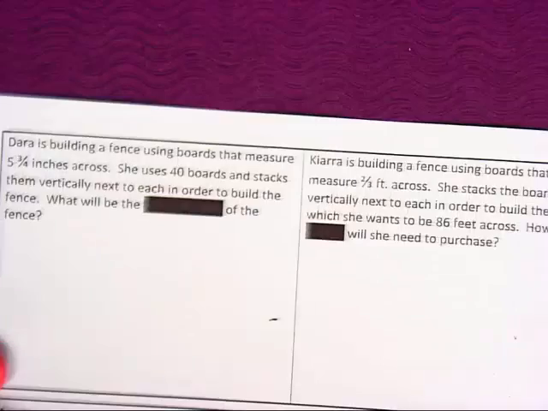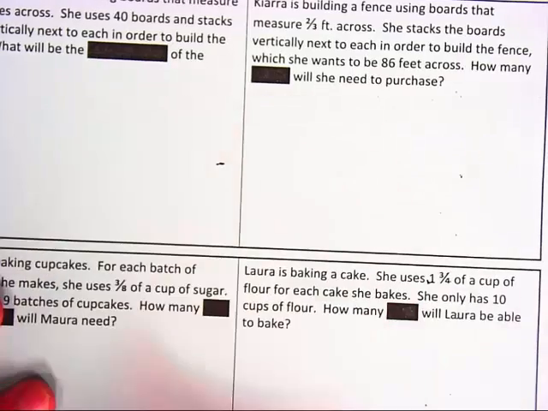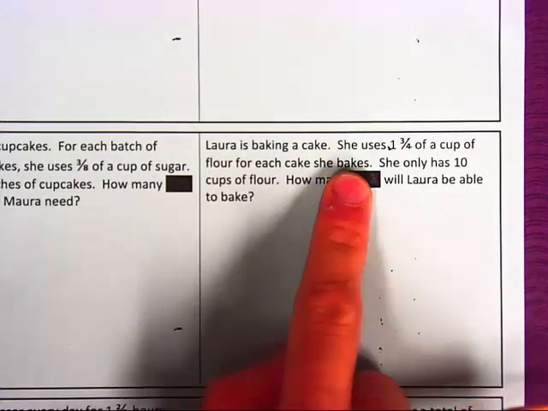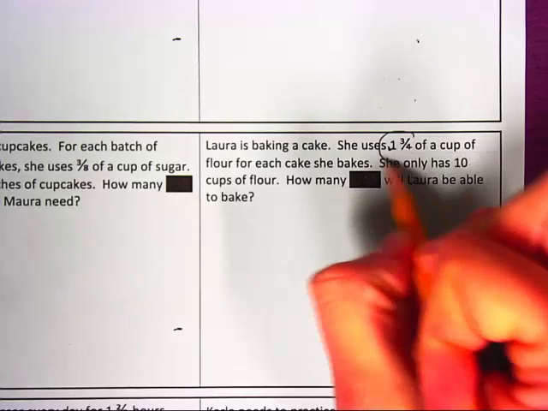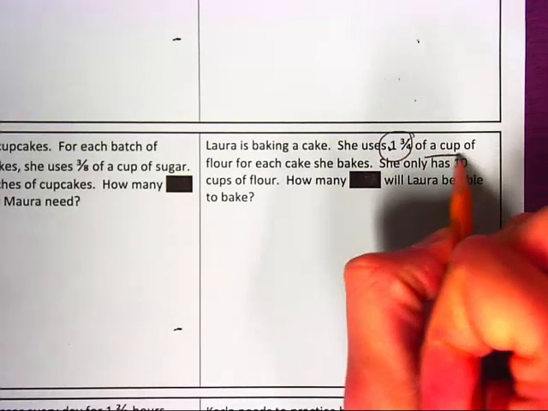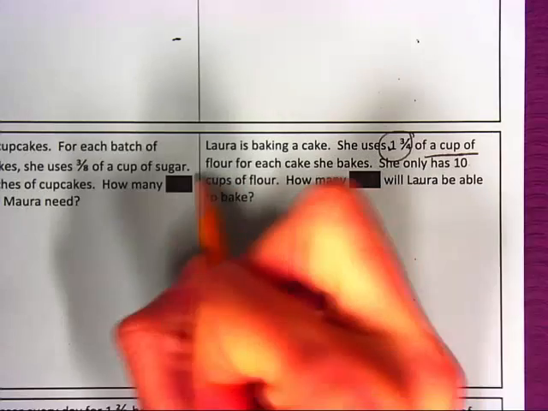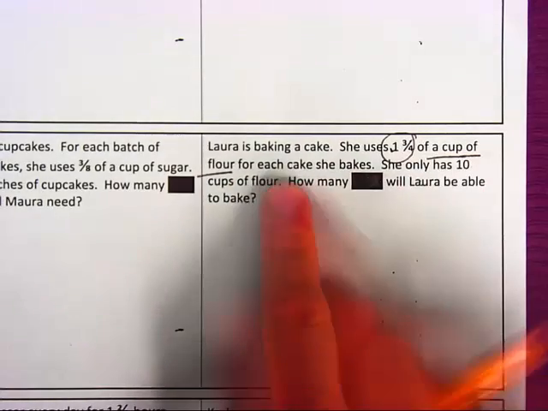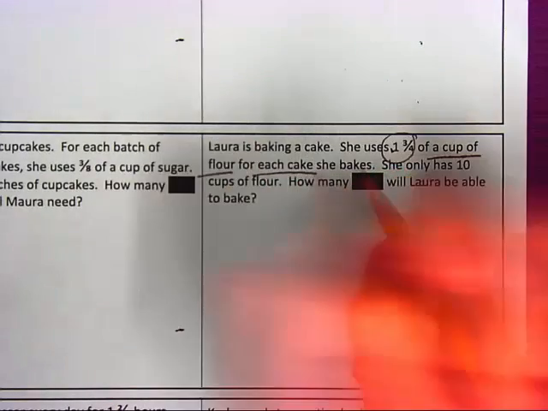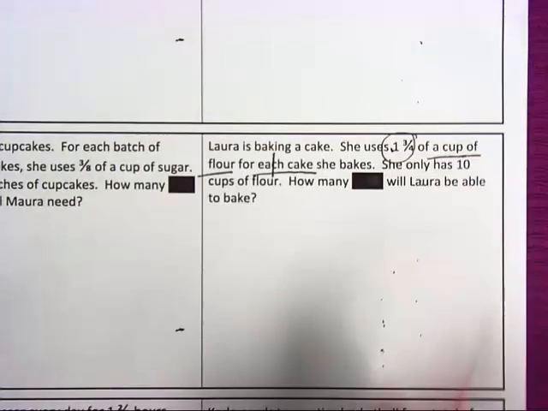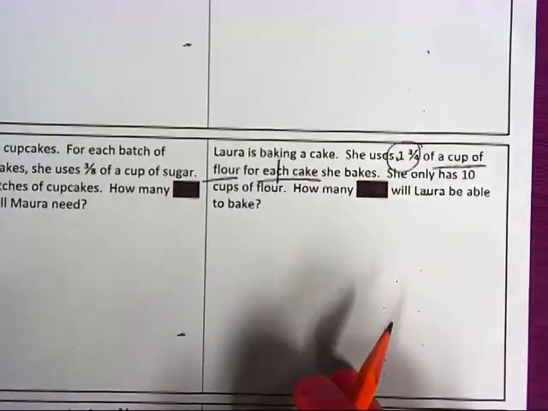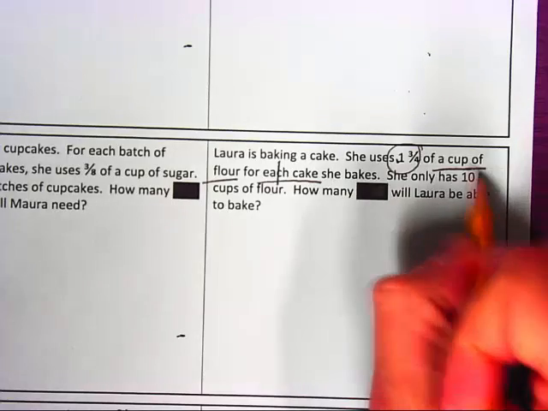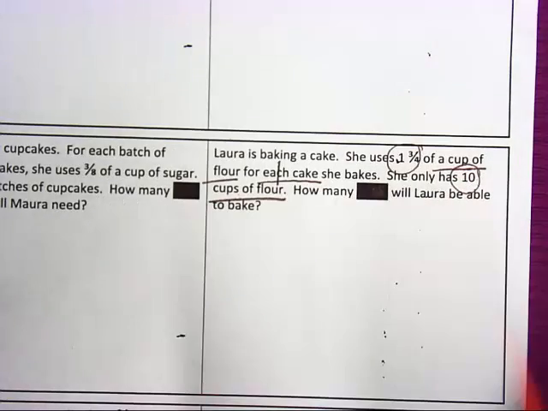So for the purpose of figuring this out, we're going to start with Laura. She's baking a cake, and she uses 1 3/4 of a cup of flour for each cake she bakes. So something to think about right here, when it says each cake, that just means there's one cake. So that's kind of a hidden number. It's a little tricky. It says she only has 10 cups of flour. So again, there's more flour.